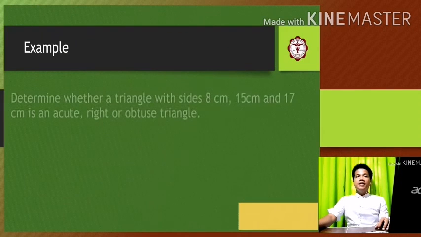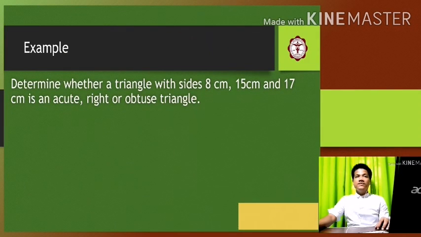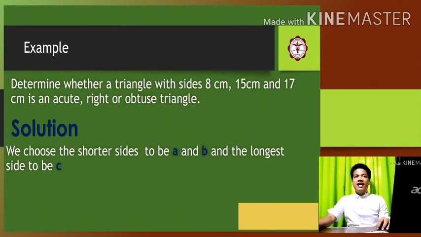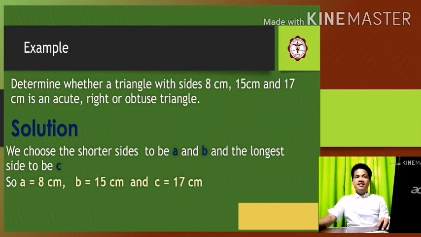Another example, determine whether a triangle with sides 8 centimeters, 15 centimeters, and 17 centimeters is an acute, right, or obtuse triangle. Solution. Let the shorter sides be a and b and the longest side be side c. So a is equal to 8 centimeters, b is equal to 15 centimeters, and c is equal to 17 centimeters.